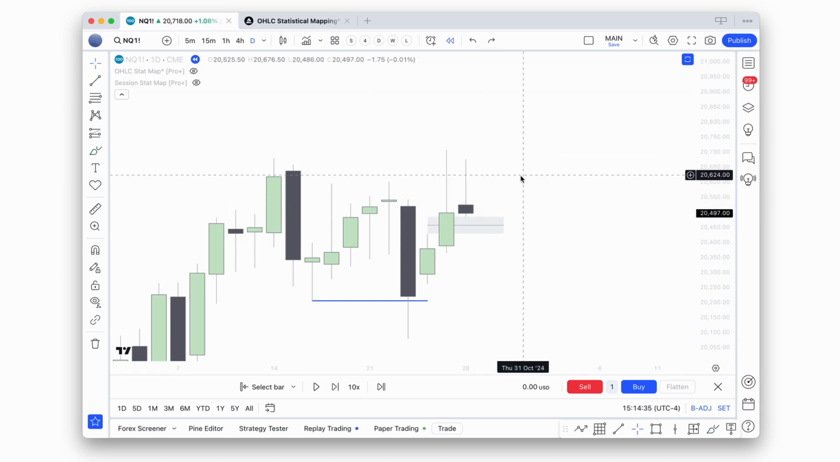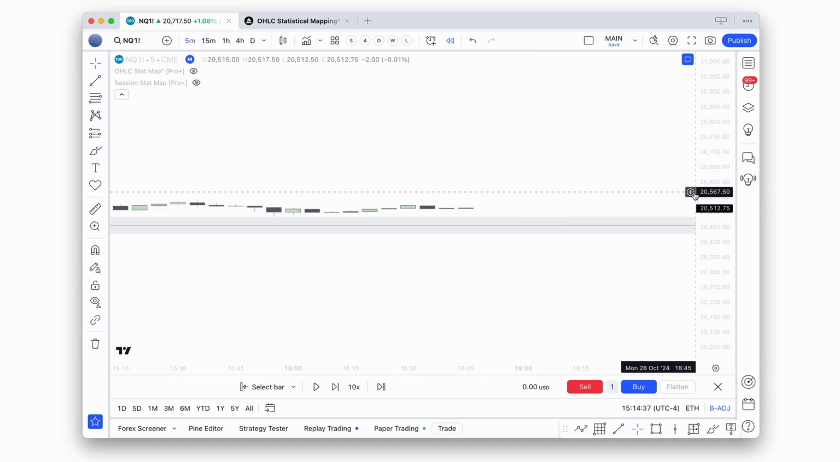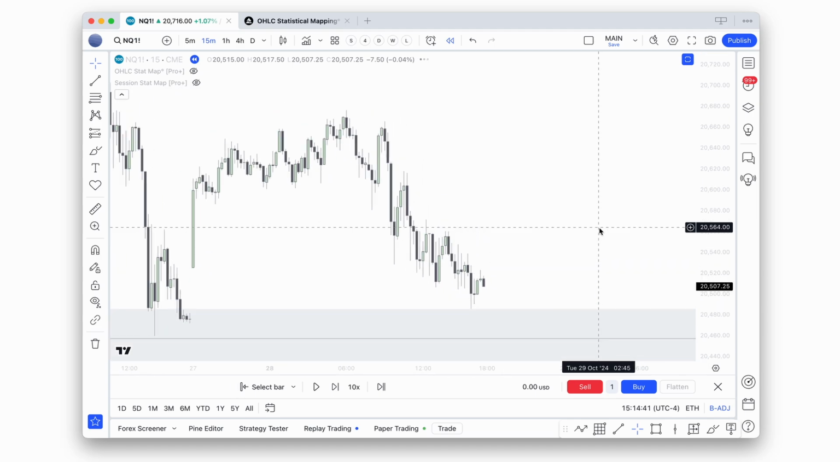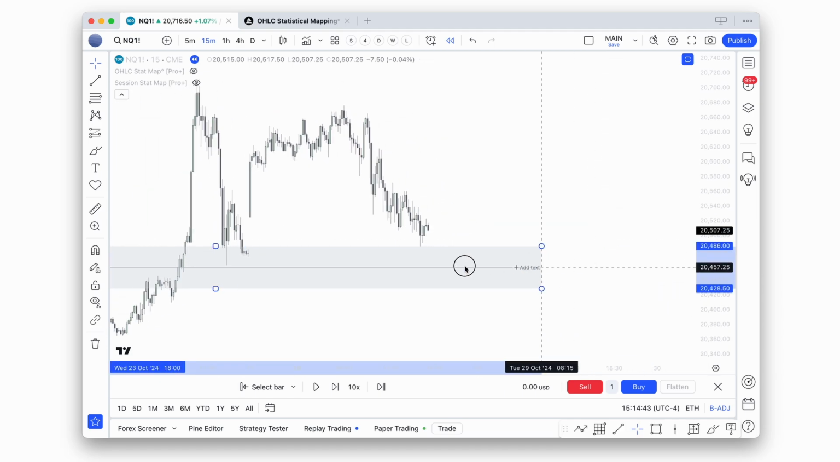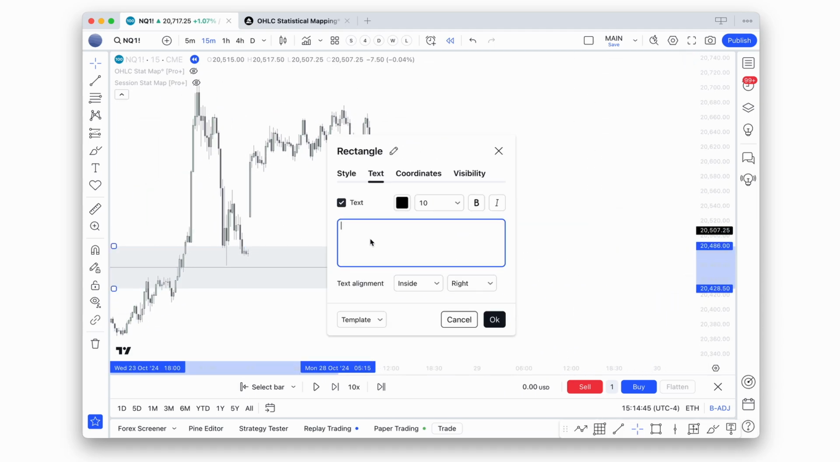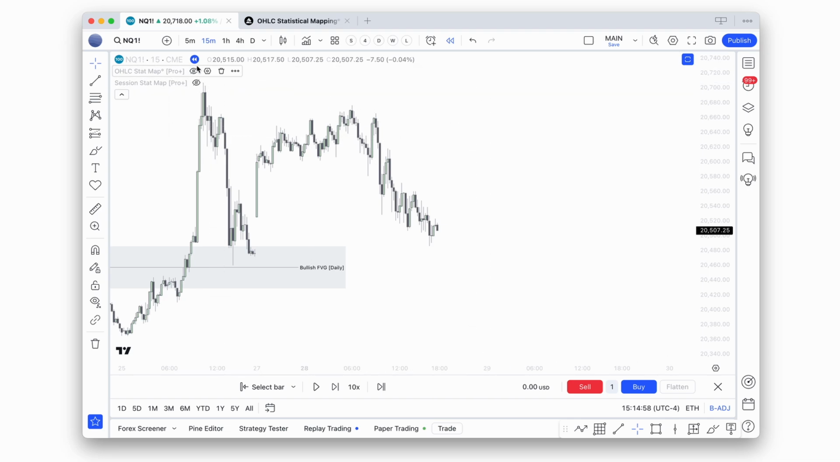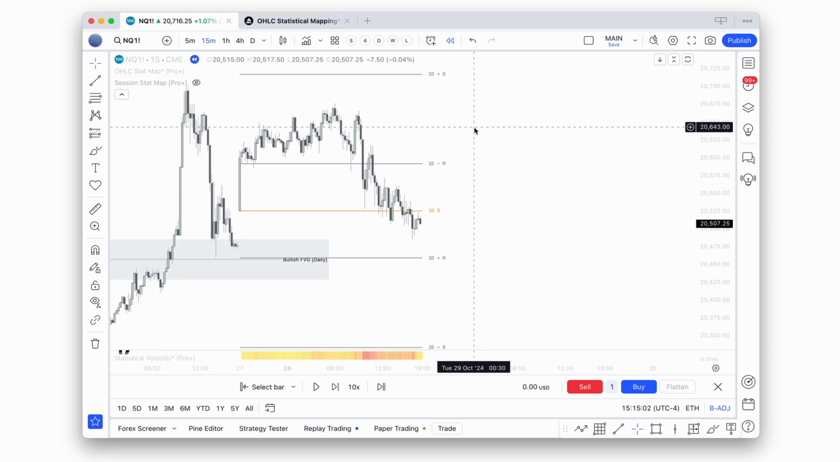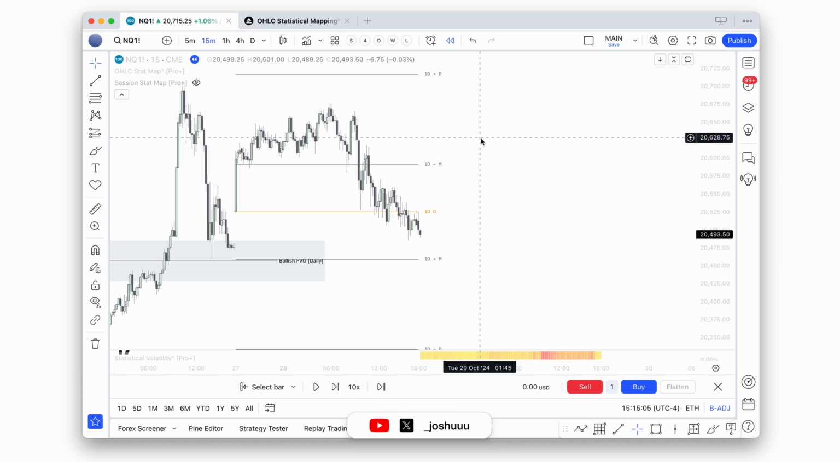From here, we can already drop down to a lower time frame. In this case, I'm choosing the 15-minute time frame. Keep in mind, this is our higher time frame POI, in this case, the bullish daily fair value gap. And now we can turn on the OHLC StatMap and the statistical volatility indicator as well.